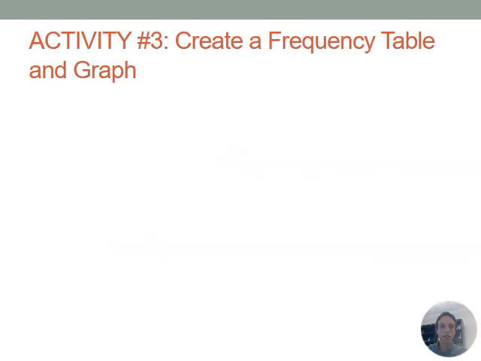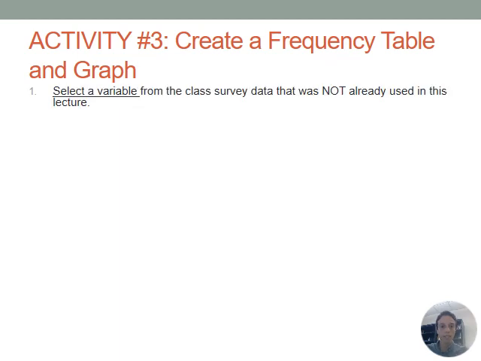Before I do that, though, I'll also talk through our third activity. Your mission for this week is going to be to create your own frequency table and graph and describe one of the variables in the class data. What I want you to do is pick some variable from the class data that was not already used in this lecture. If you already saw a frequency table or a graph for a variable in the data, don't use it for your activity this week. That still leaves plenty of options that you could use.